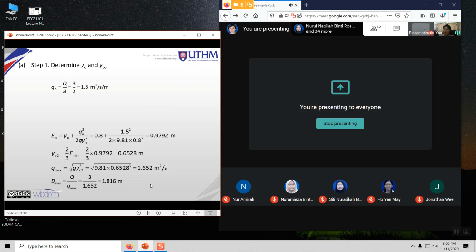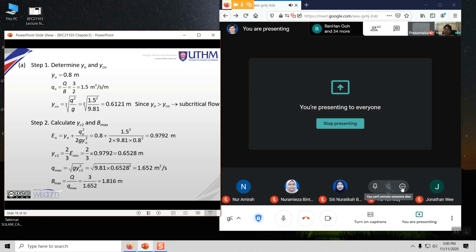The question is where you need to find 1.2. So which case is it when B2 is equal to 1.2? Anyone? Ho Yan Mei. Yes, doctor. If B2 is equal to 1.2 meter, if you compare it with Bmax, what case would it be? When B2 is less than Bmax.